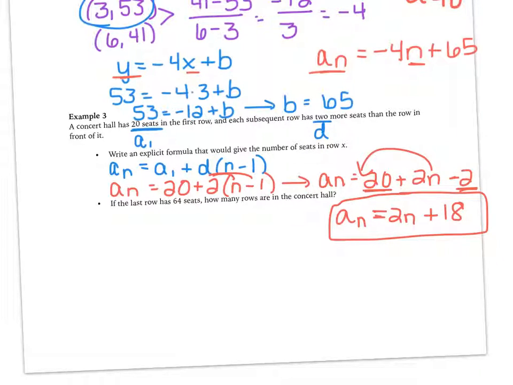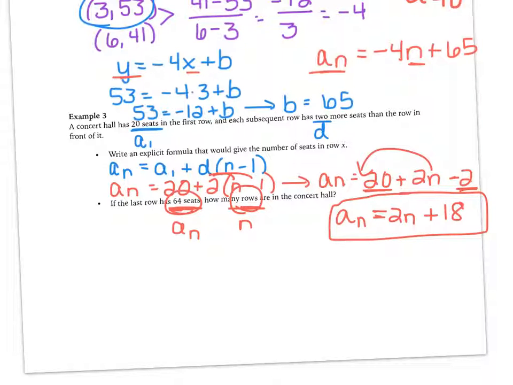Now, pay attention to this one. If the last row has 64 seats, how many rows are in the concert hall? So this is really saying, if 64 is our last term, what term number must it be? Because remember, our rows are our term number. Row 1 is term 1. Row 2 would be term 2. So I'm asking, if my term is 64, what term number is that? That means that 64 is going to go in place of my A sub n, and then I'm solving for n. So watch what I mean by that.